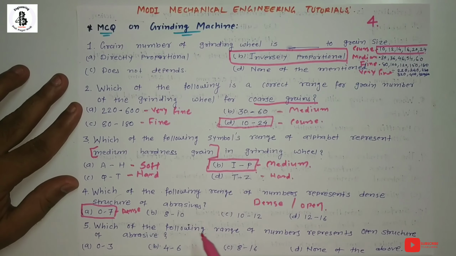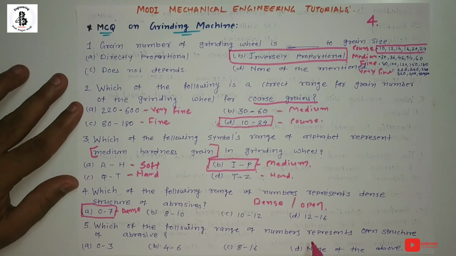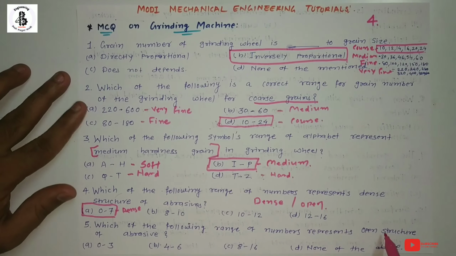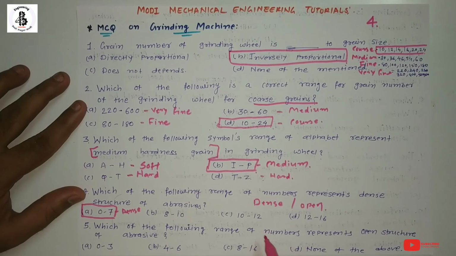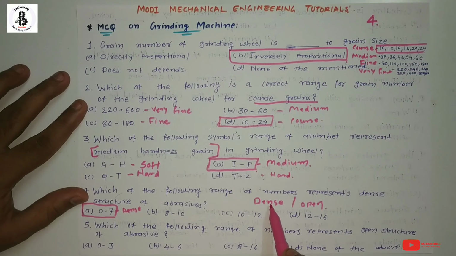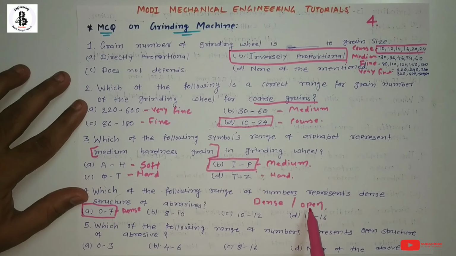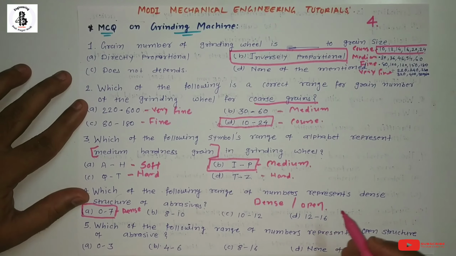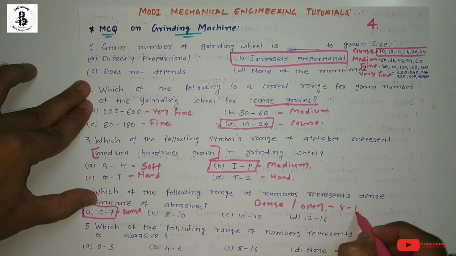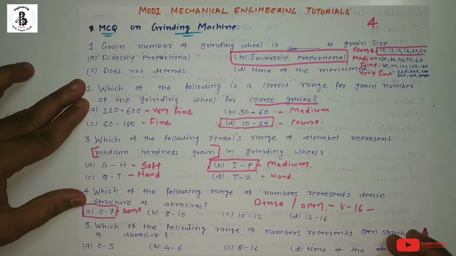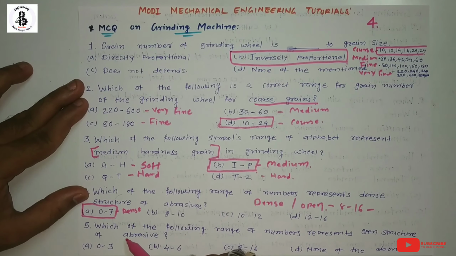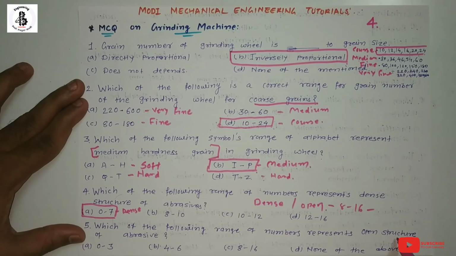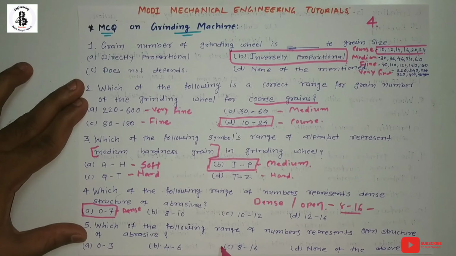Which of the following range of numbers represent open structure? We already discussed this in previous questions. Basically there are two kinds of structure, dense structure and open structure. For dense structure it will be 0 to 7, and onwards 8 to 16 is the category of open structure. So for 8 to 16, that will be option C.